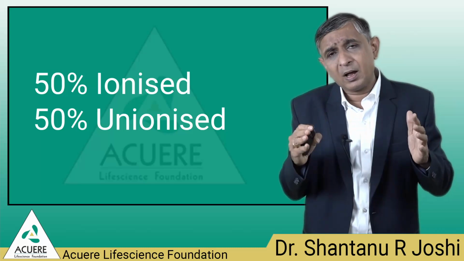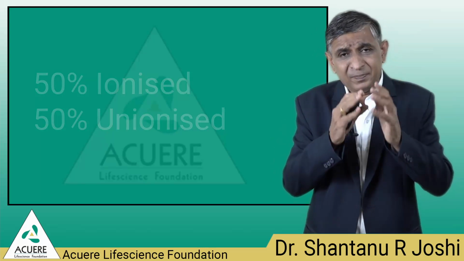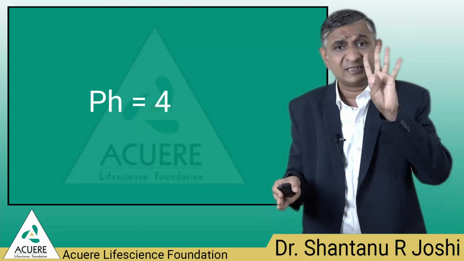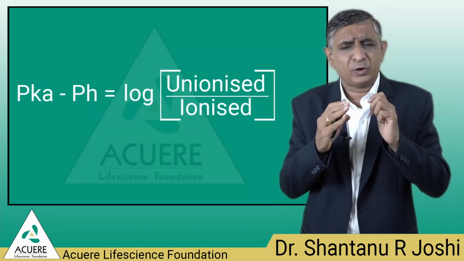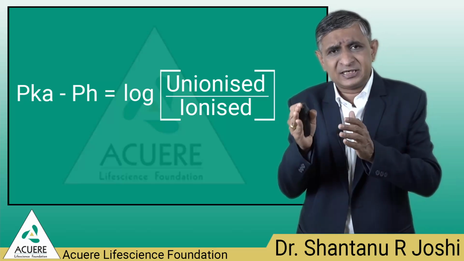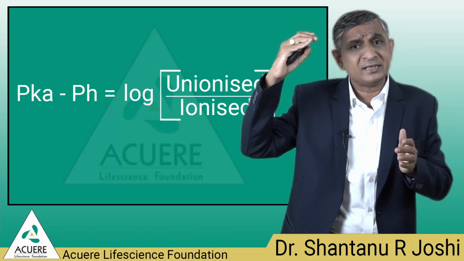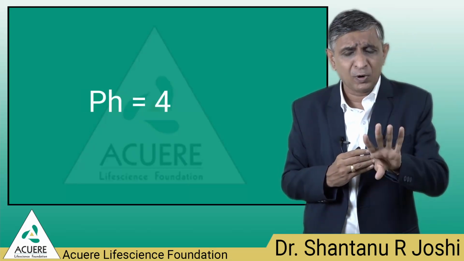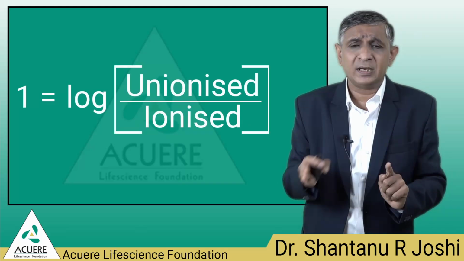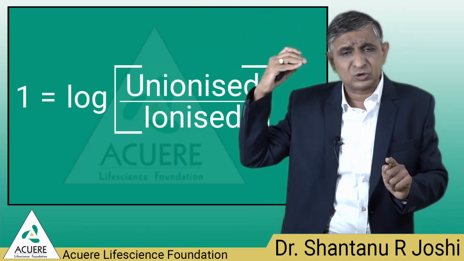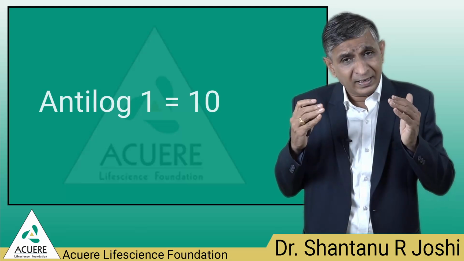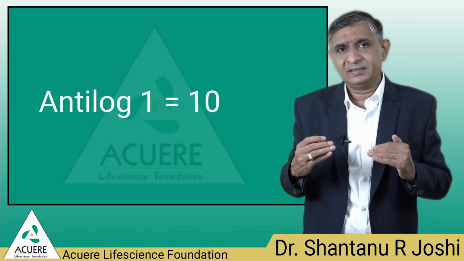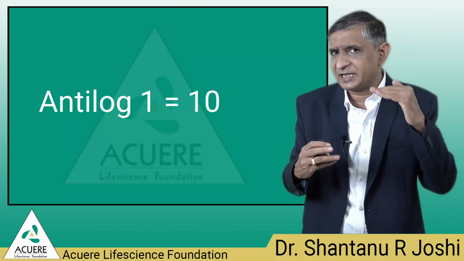Now I am going to tell you some examples. The first example: the pK of the drug is 5 and the pH of the medium is 4. According to our formula, pK minus pH is equal to log of unionized to ionized. Now the pK value is 5, the pH is 4, and that's why 1 is equal to log of unionized to ionized. Now we will take antilog of both. Antilog of 1 is equal to 10. This is very important. Antilog of 1 is equal to 10.